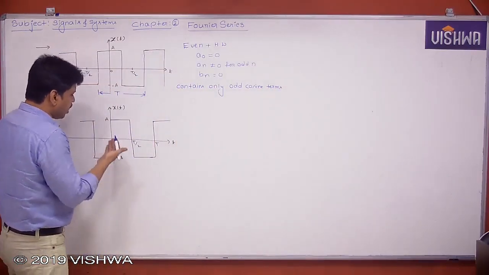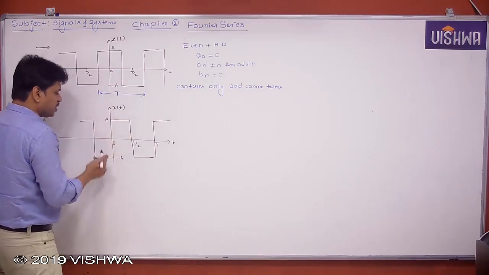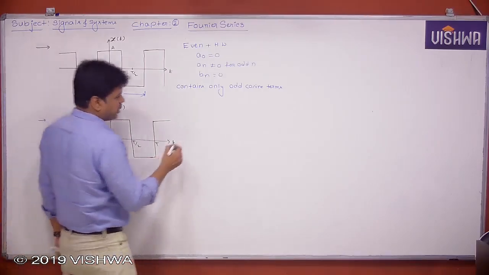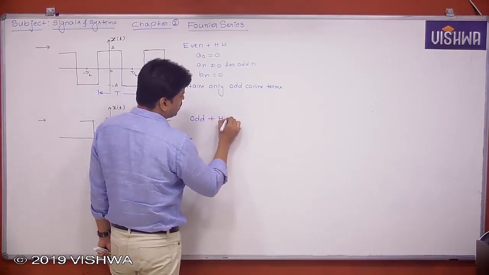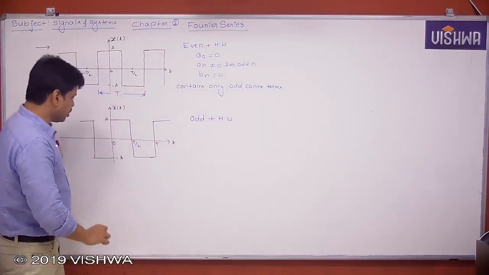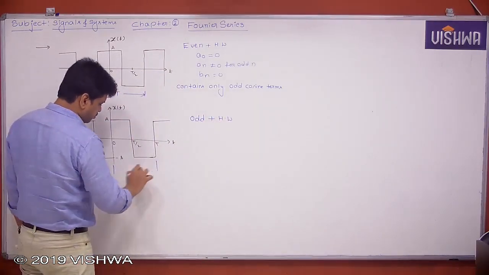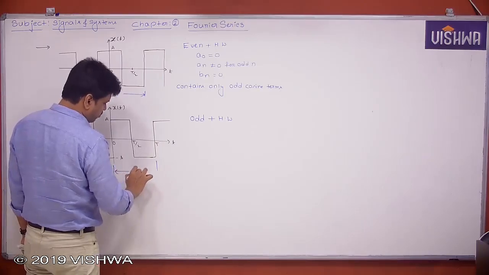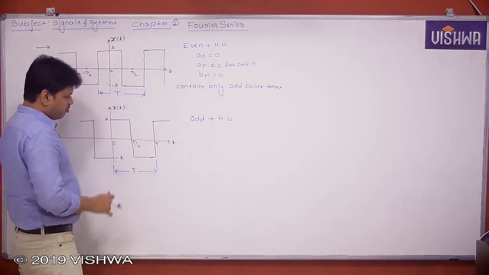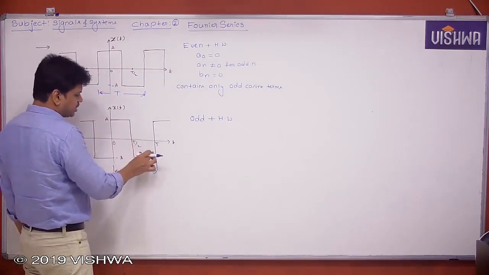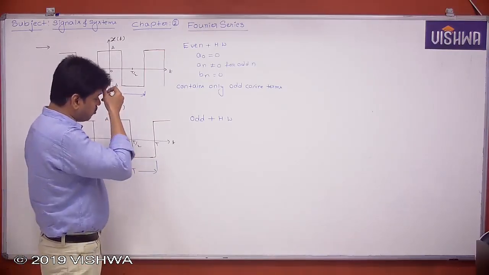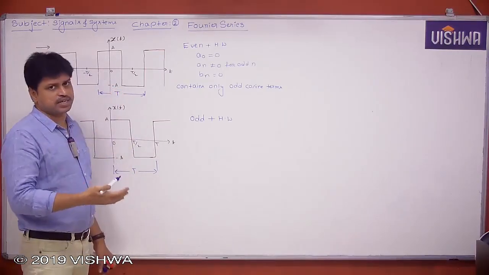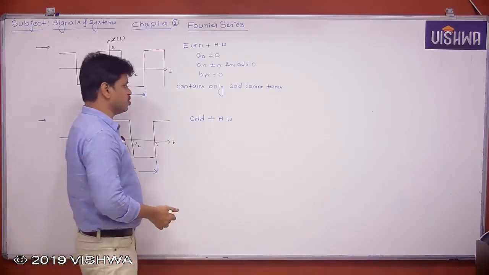Next, coming to this one. It is an odd symmetry. Why? If you fold it, you are getting a negative here. So it is an odd symmetry, and it has half-wave symmetry also. How, sir? Suppose I consider a total period here for my convenience. In the first half period we have A, in the next half period we have minus A. I told you, if you consider the total period, the first half period and the next half period are the same with negative sign. It has half-wave symmetry.